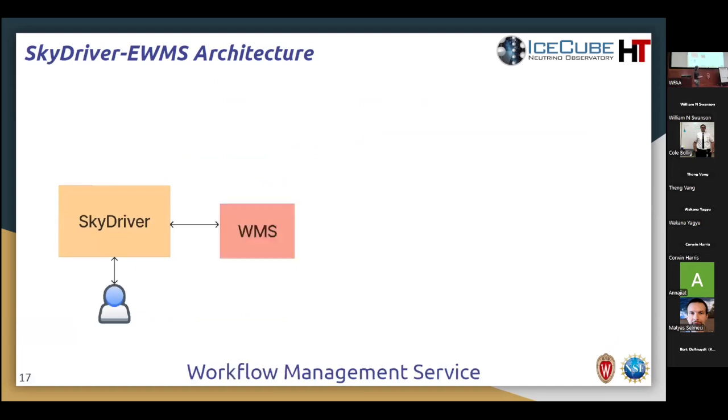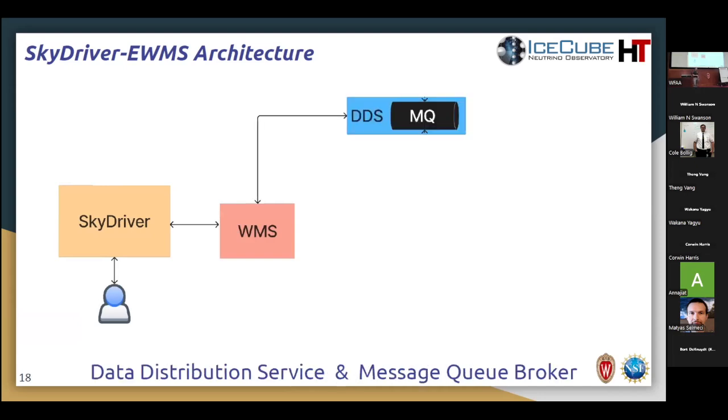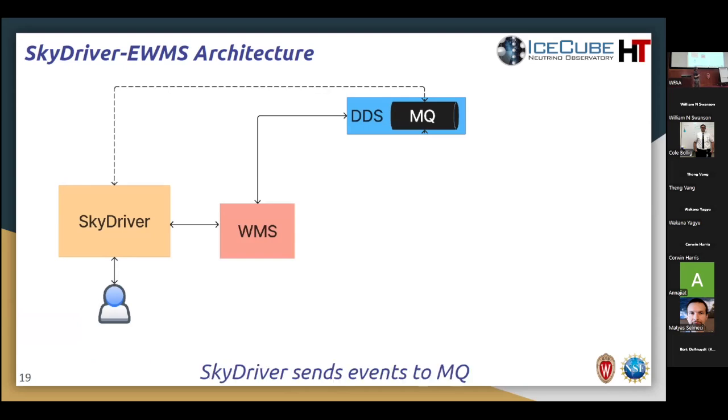The workflow management service says, okay, I can take that request and I'll turn it into a workflow. The WMS says, okay, well, I'm going to be moving a lot of data here, a lot of events, so I need to make sure I have the bandwidth for that. So it talks up to the data distribution service, who's in charge of the message queue. And I'll talk about that later. And then a channel opens up to SkyDriver where it can upload those events like pixels.